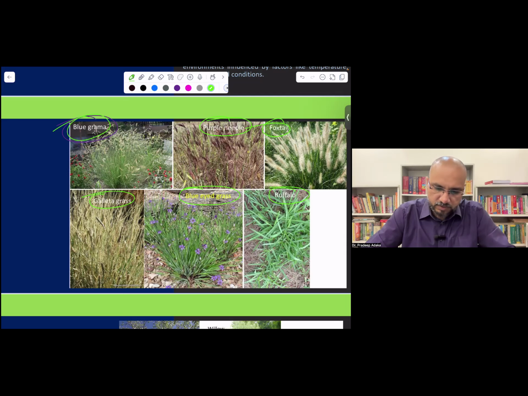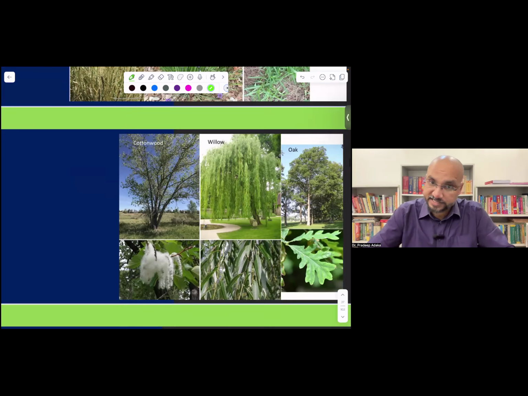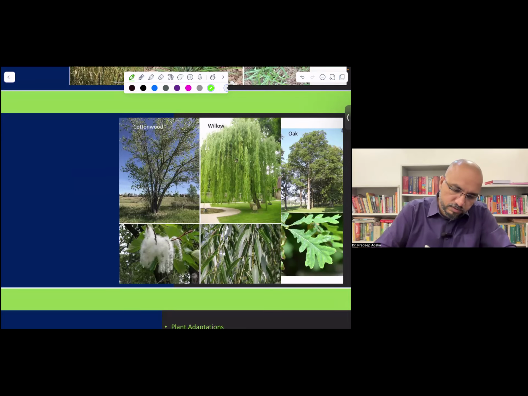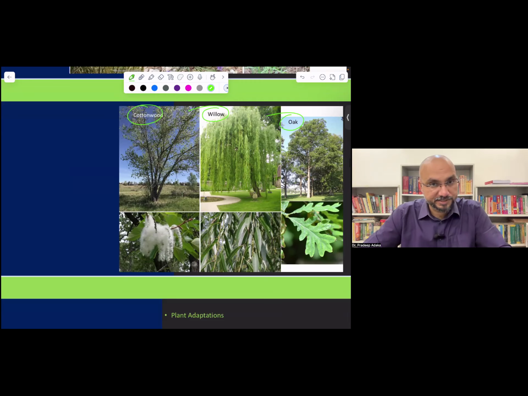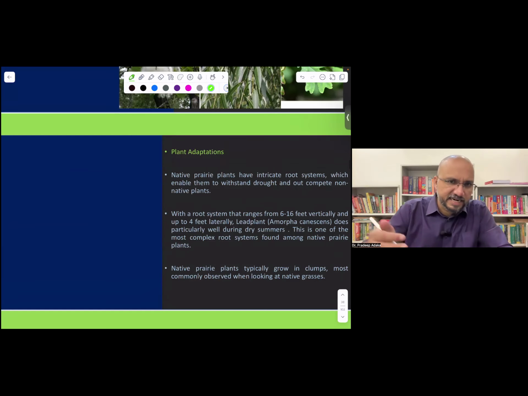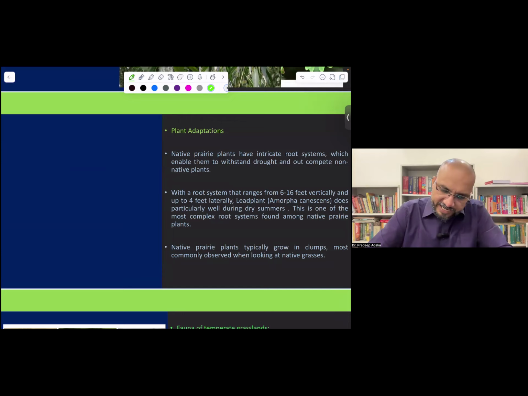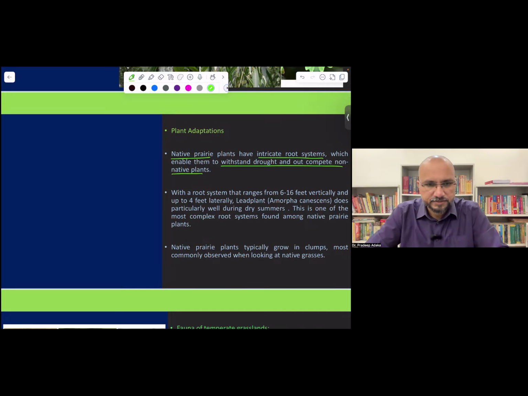Now, trees are scarce, but still trees are found. Cottonwood, willow, oak. These are some of the trees that are seen in temperate grassland. Now, plant and animal adaptations we will see. Native prairie plants, so plants which are native to that grassland, have a very intricate root system which enables them to withstand drought and compete with non-native plants.